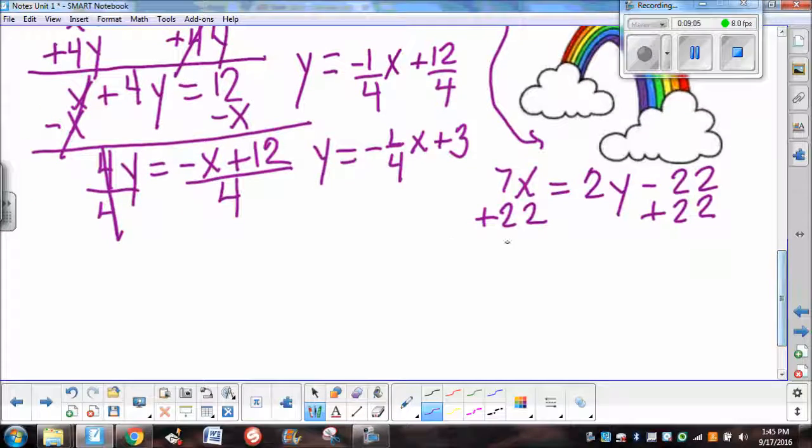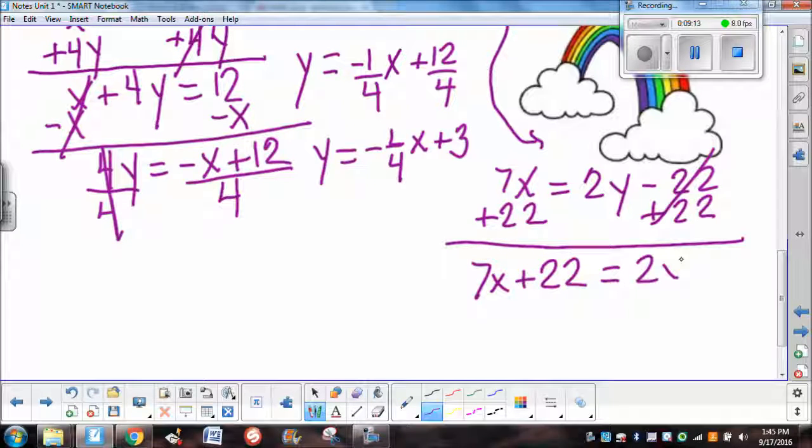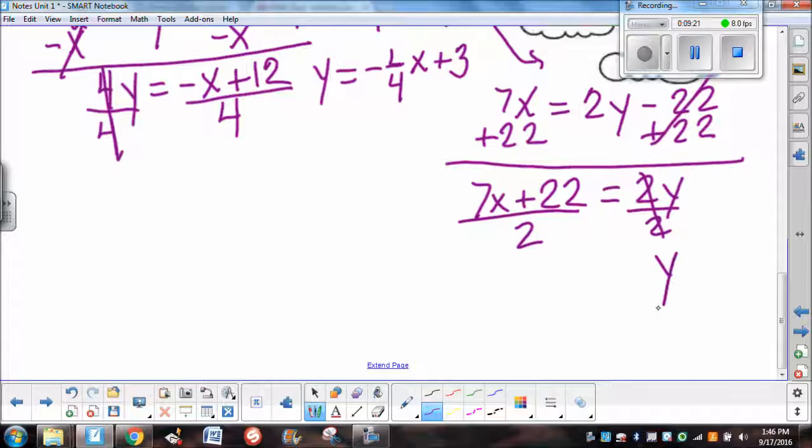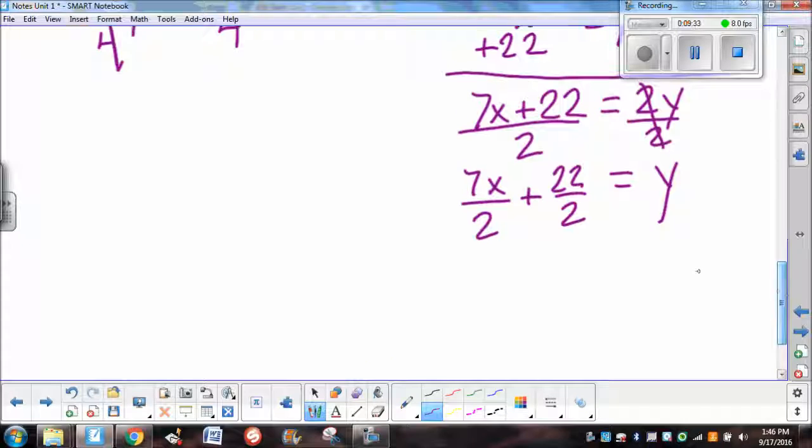If you needed to pause the video to erase your work, that's fine. 7x plus 22 equals 2y. And then if we're going to isolate y, we've got to divide everything by 2. Y is equal to, let's give everything a common denominator. Let's give everything that 2. And now let's simplify any fractions. So y is equal to 7/2. We're going to leave it as the improper fraction. No need for a mixed number or a decimal. 7/2 x. And then 22 divided by 2 is going to be 11.